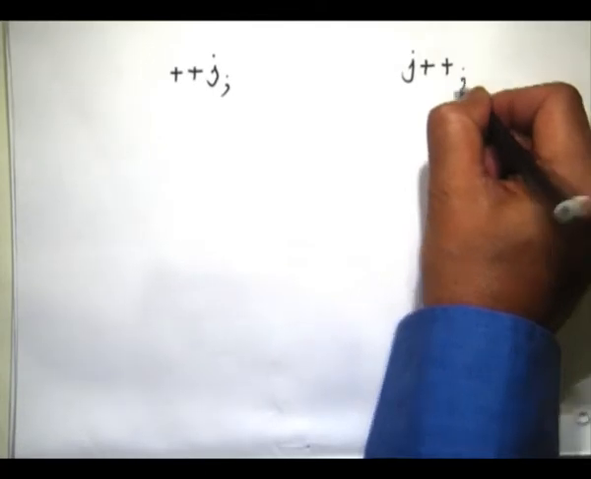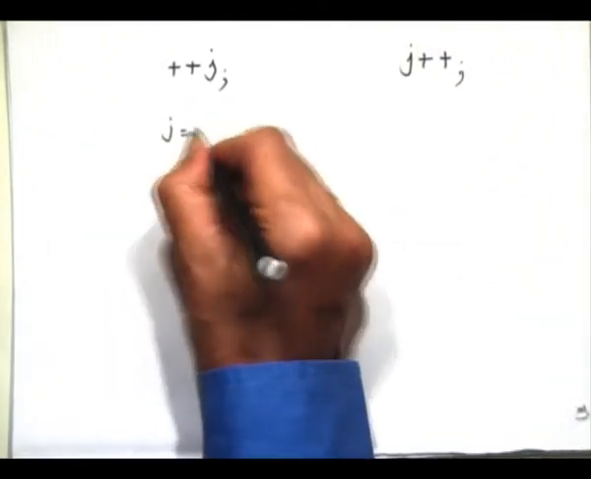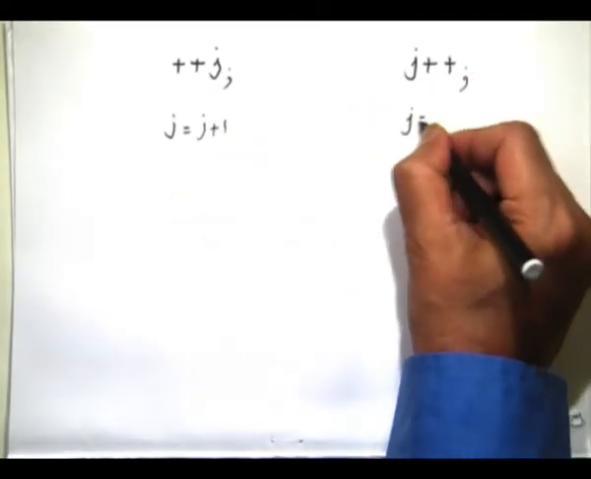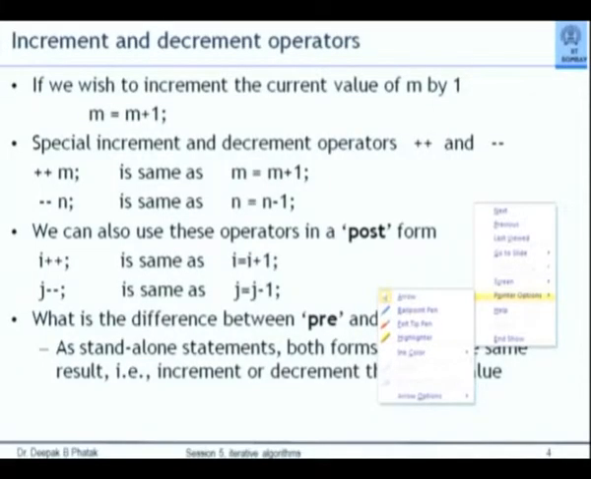both these statements amount to the same thing. This amounts to saying J is equal to J plus 1 and this amounts to saying J is equal to J plus 1. So you see there is no difference apparently in terms of the intent. You want to take the present value of the object J and add 1 to it. However, since these two forms are provided, there must be some difference.